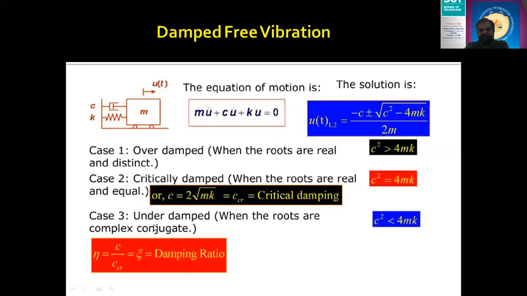The third case we have seen is the underdamped condition, when the roots are complex conjugates, and the condition we have established is C square is less than 4mk. So these three conditions we saw last time, and now we need to see in detail how to establish the equation to find the displacement under all three conditions of damped free vibration. So today we are going to see this.